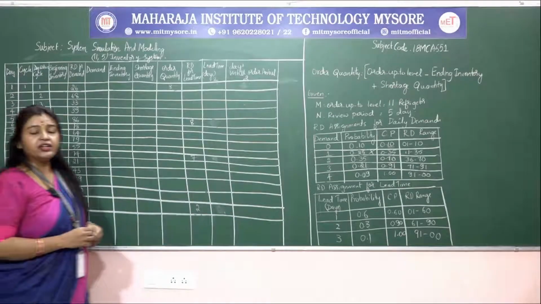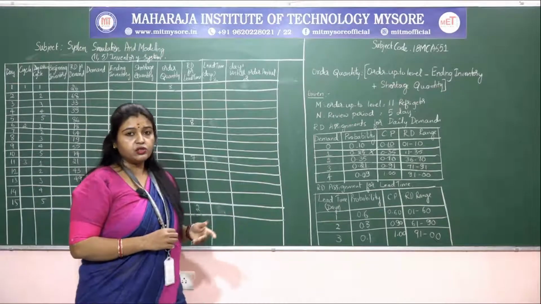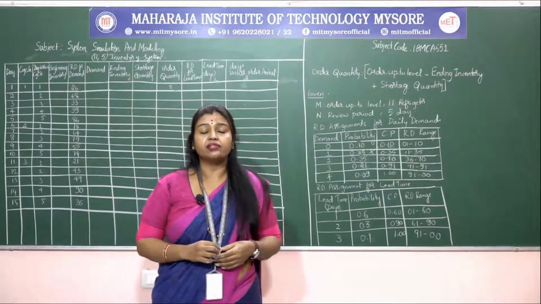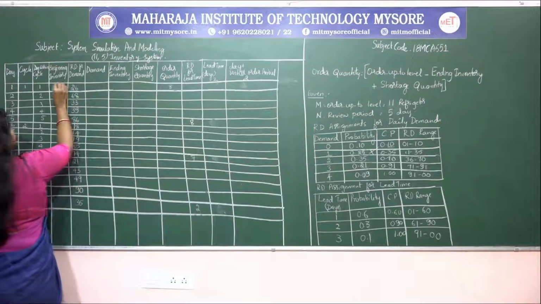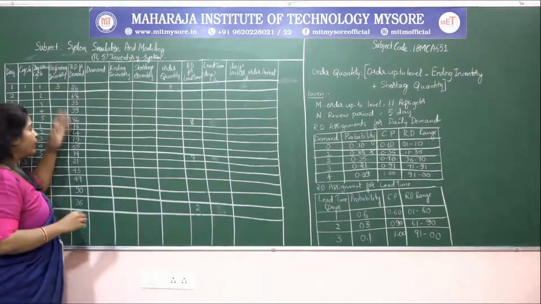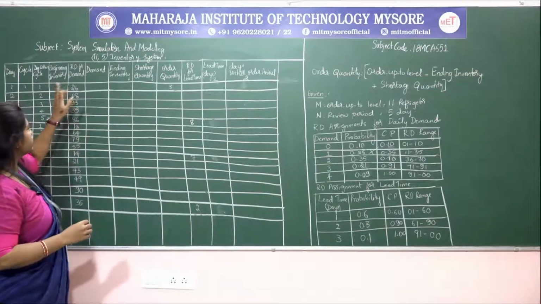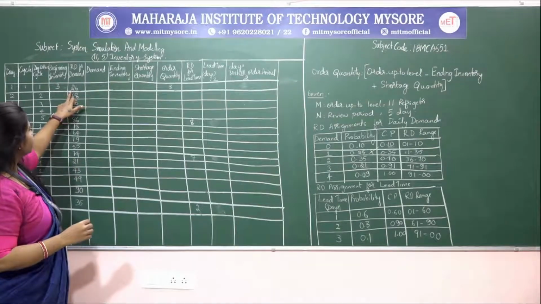In the beginning inventory, whenever we are starting, they have given the beginning inventory as 3. Right? So the beginning inventory is 3. Now we need to calculate the demand based on these random numbers. So let us calculate the demand.